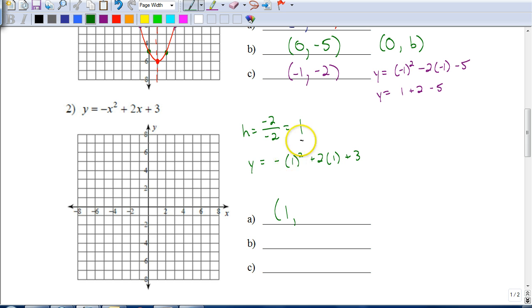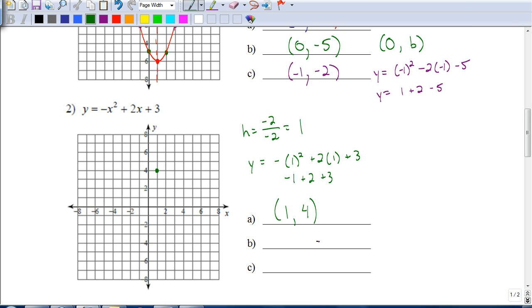Now, the negative is not getting squared, only the x's. So when I do this first term, I would take just the 1 squared. That's why I put this in parentheses. So 1 squared is 1. Now I make it a negative, so this is negative 1. And 2 times 1 is 2, plus 3. Well, negative 1 plus 2 is 1, plus 3 gives me 4. So my vertex is the point (1, 4).